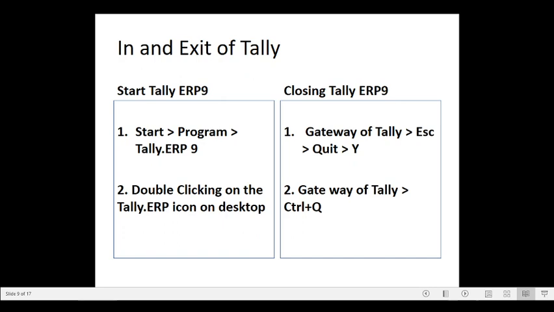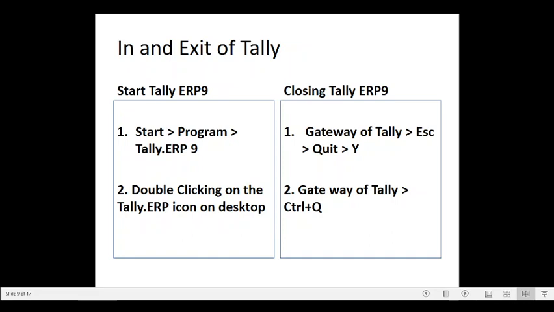Let's understand how to start Tally ERP 9 and how to exit Tally ERP 9. There are two ways in which we can start Tally ERP 9. Once the Tally ERP 9 software is downloaded, we can go to Start button, go to Program and click on Tally ERP 9 to start with Tally. Or if the package has been stored on the desktop as an icon, you can double click on the Tally ERP icon to start with Tally.